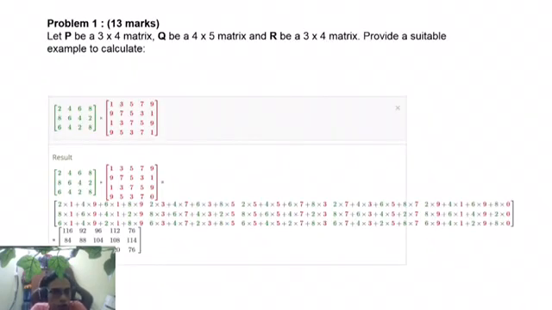As problem 1A states, we must multiply P times Q, where P is a 3 times 4 matrix and Q is a 4 times 5 matrix. The 3 times 4 matrix means its rows and columns are 3 times 4. Otherwise, Q is a 4 times 5 matrix, which means its rows and columns are 4 times 5, as we can see here.